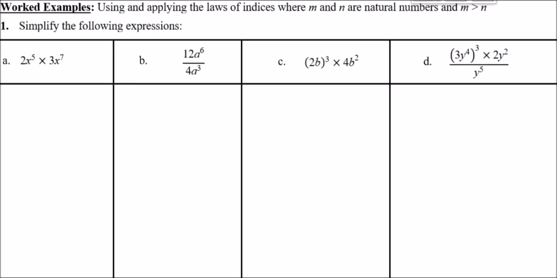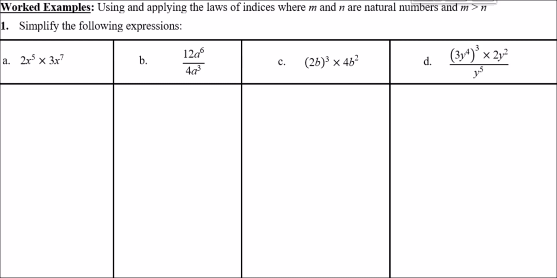So let's try and apply these ideas with a few worked examples now. Use and apply the laws of indices where m and n are natural numbers and m is greater than n. Here we've got a few to try: a, b, c and d. Simplify them down. Part a: 2x^5 multiplied by 3x^7.